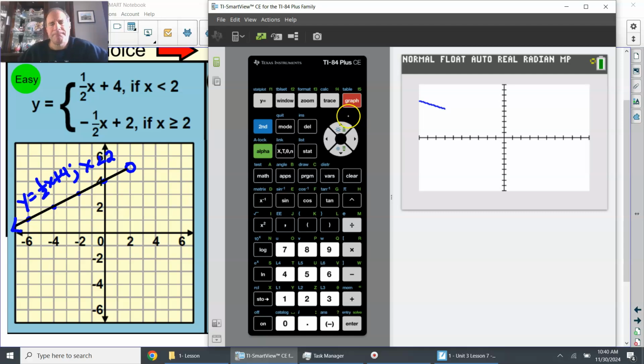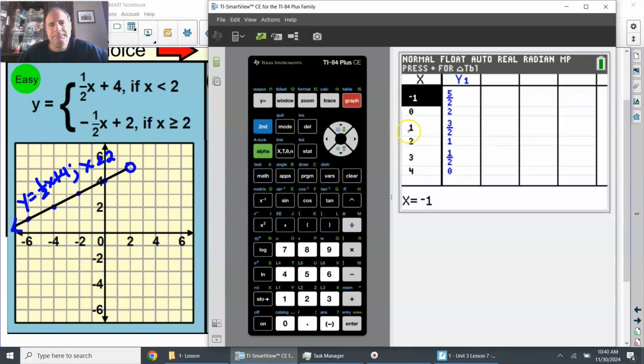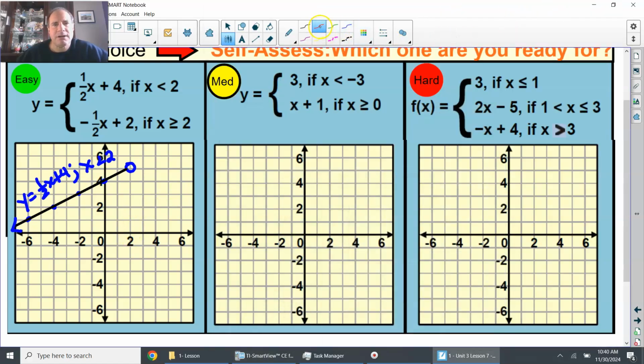Press graph, and it's going down from left to right, as it should. I'm going to press second function table, and it's supposed to be x is greater than or equal to 2. So I'm just going to go down to 2, and (2, 1) is my first point. So I'm going to change that 2 to 1, and that is a closed circle.